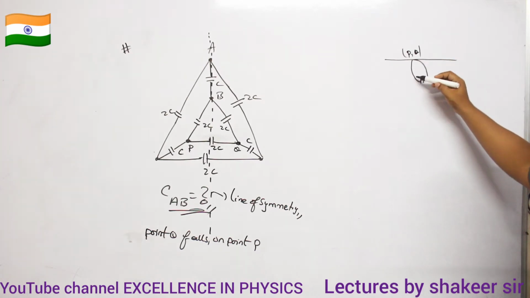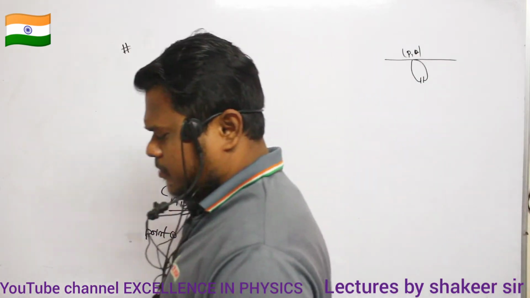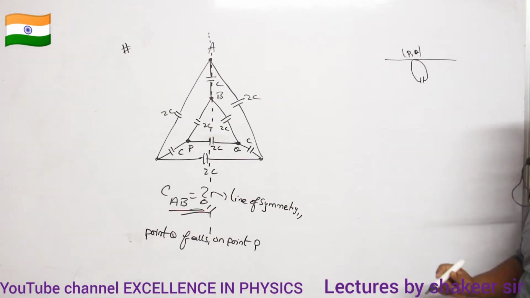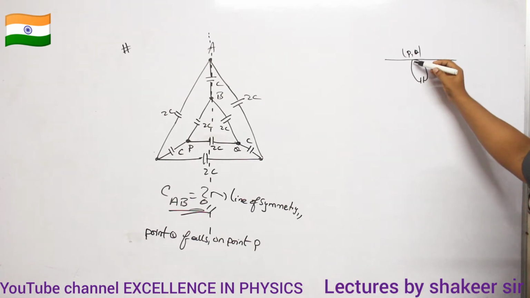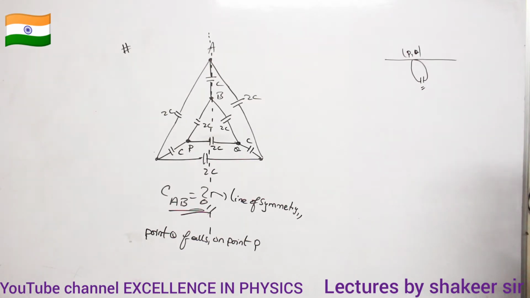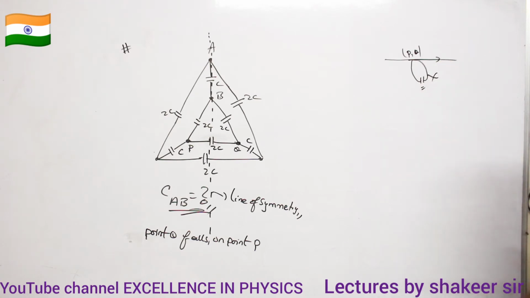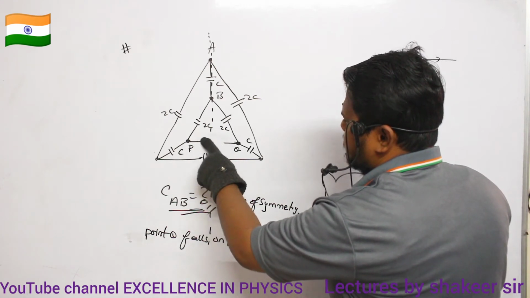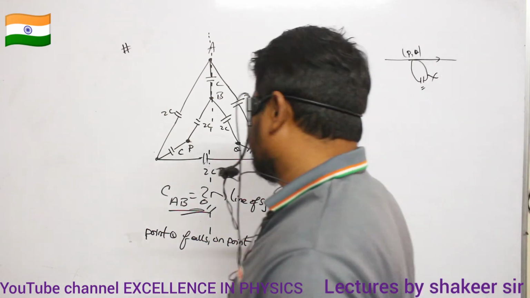Can charge enter into this capacitor, or cannot it? Charge cannot enter. What is the reason? Charge always tries to flow in the path where resistance is very less. Here resistance is greater because we have a capacitor. So charge will flow in the same path, and cannot enter into this capacitor. Therefore I can remove this 2C capacitor. There is no use of this 2C capacitor here.